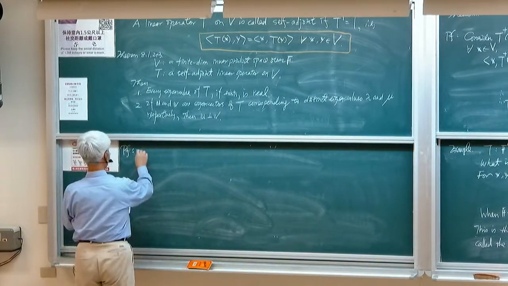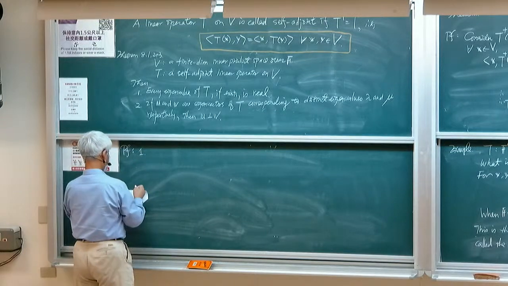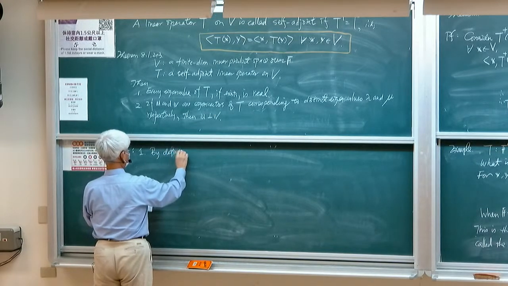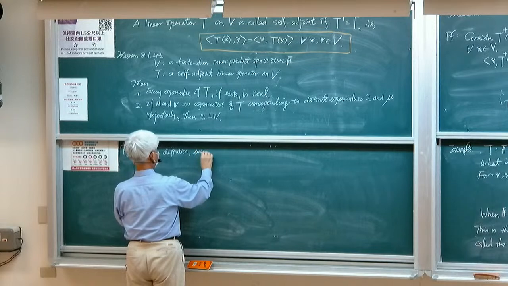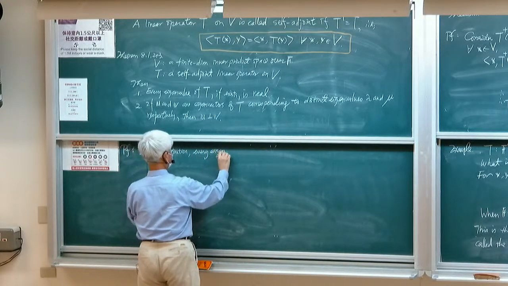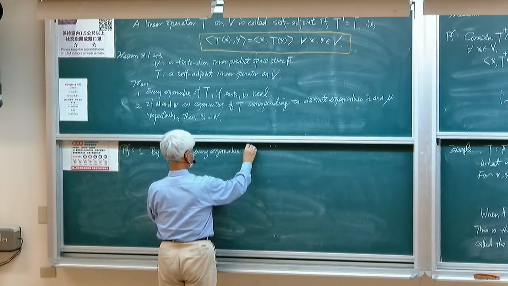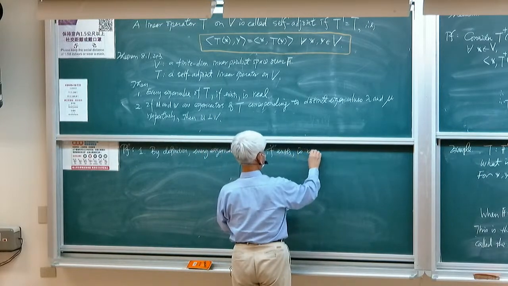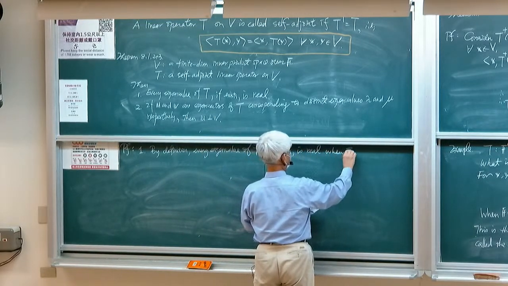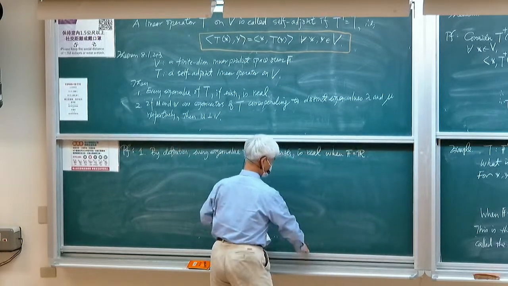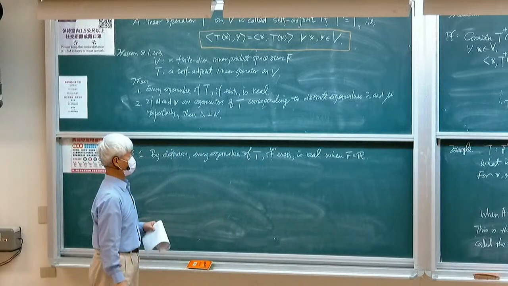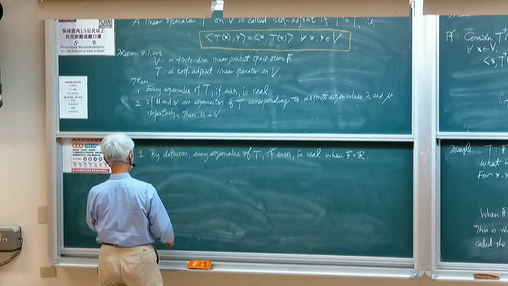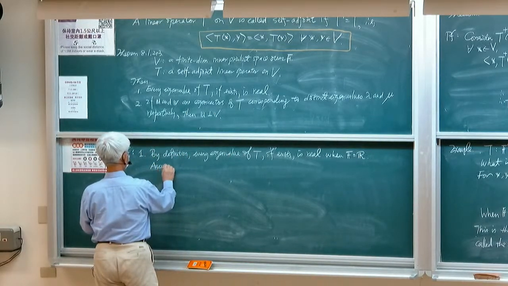Proof. First one. Okay, so by definition, every eigenvalue of T, if it exists, is real when F is equal to R. Okay, because if the scalars are real numbers, of course we find eigenvalues which are real only. So we assume the complex case.